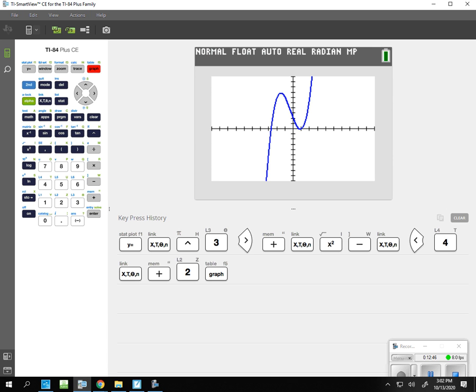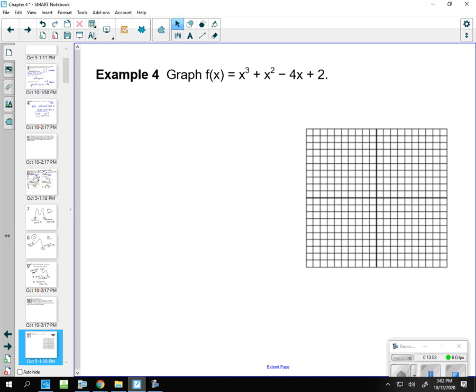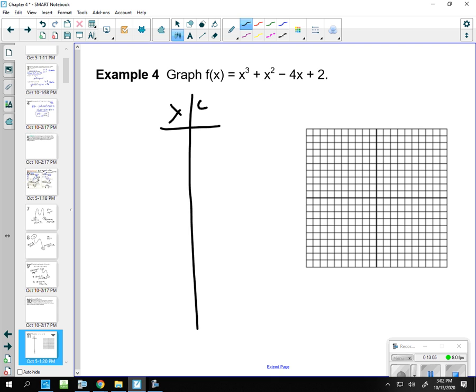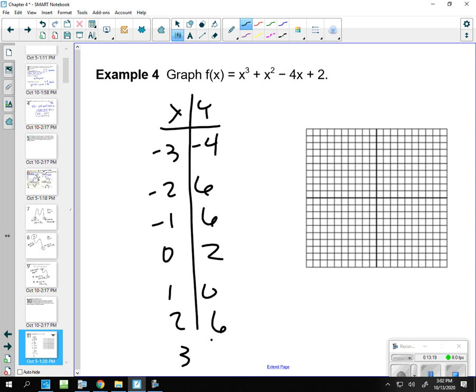And there it is. I actually want these points now, so I'm going to go to my table function and then plot these points. I'm going to write these down. I have points like -3, -4, then -2, 6, and -1, 6, and 0, 2, and 1, 0, 2, 6, 3, 26. Again, that goes off the graph, and -4 goes off the graph. I believe it's -30.